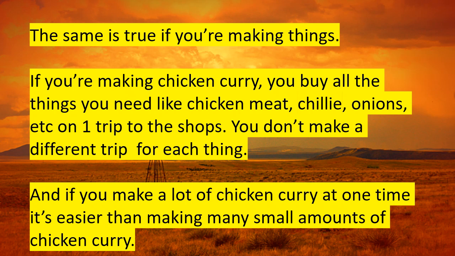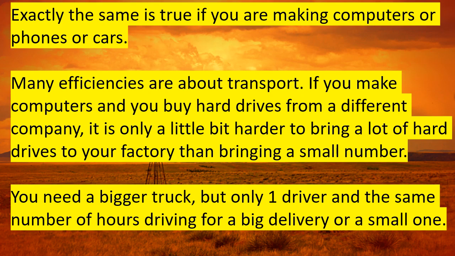The same is true if you are making things. If you're making chicken curry, you buy all the things you need, like chicken meat, chili, onions, etc., on one trip to the shops. You don't make a different trip for each thing. And if you make a lot of chicken curry at one time, it's easier than making many small amounts of chicken curry. Exactly the same is true if you're making computers or phones or cars.